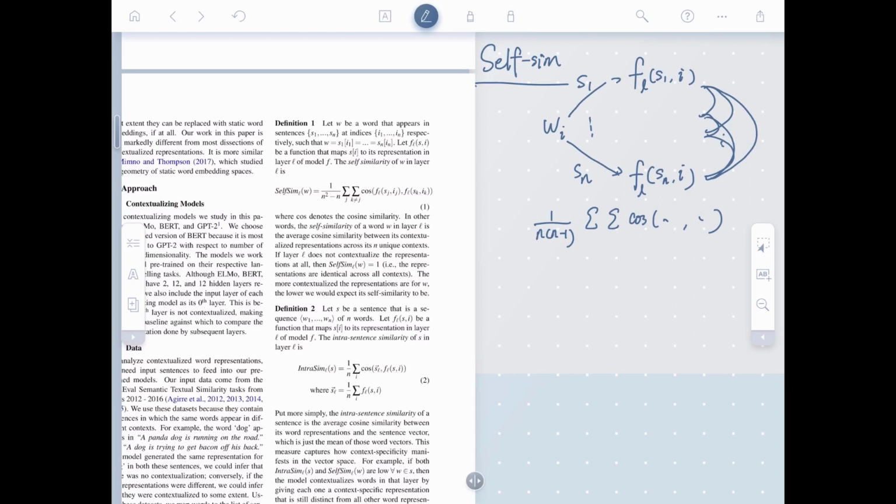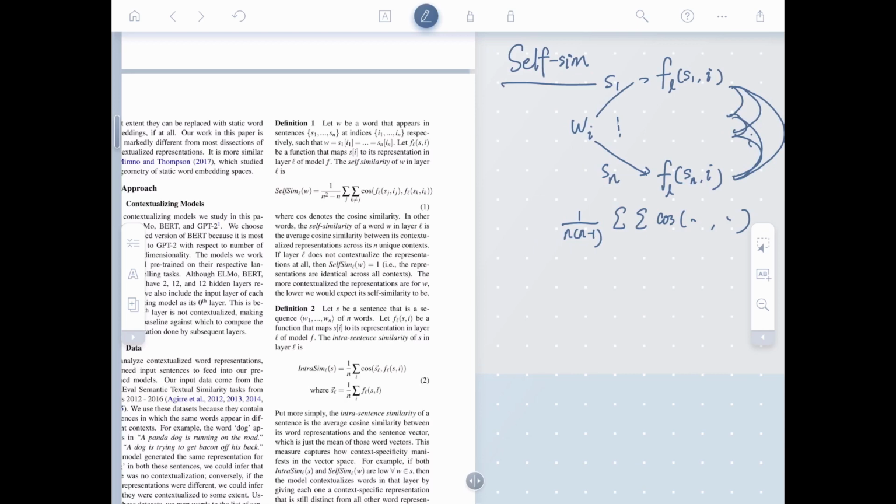If a word has a large self-similarity, then it means intuitively that the representation of that word is very similar across different contexts. We need to adjust for anisotropy, of course, but we will talk about that later.